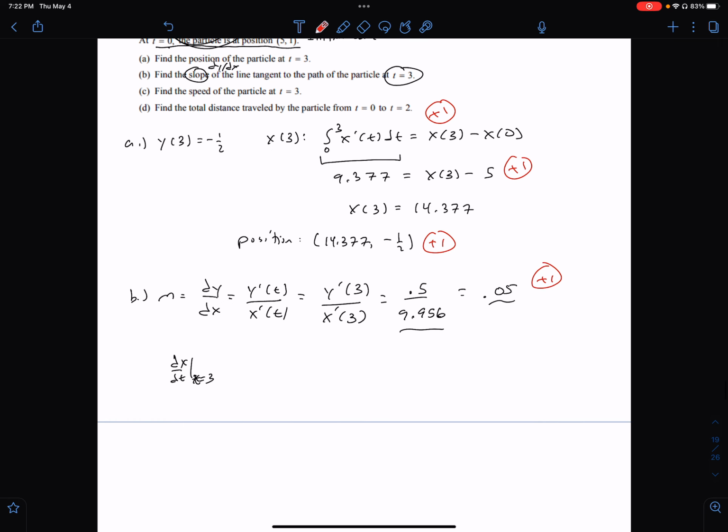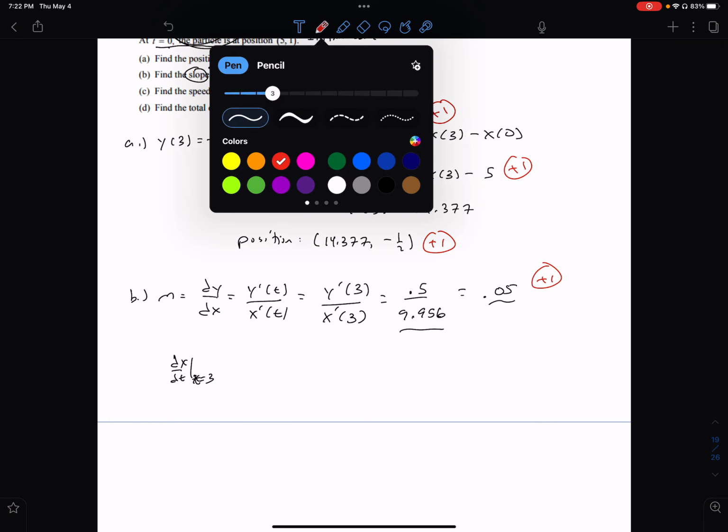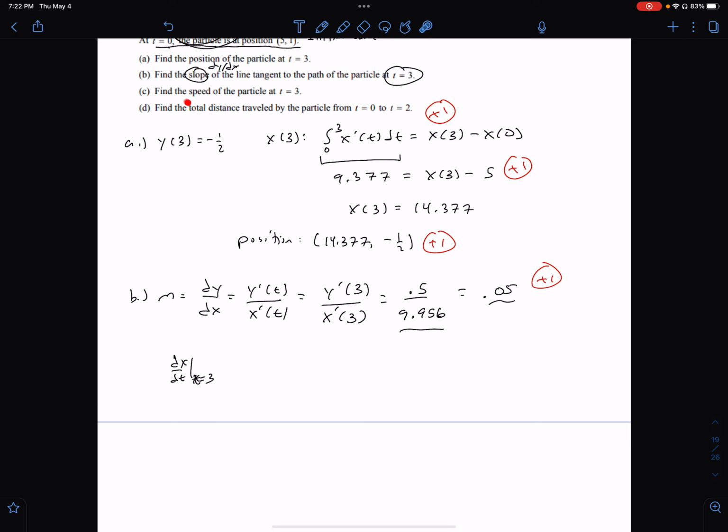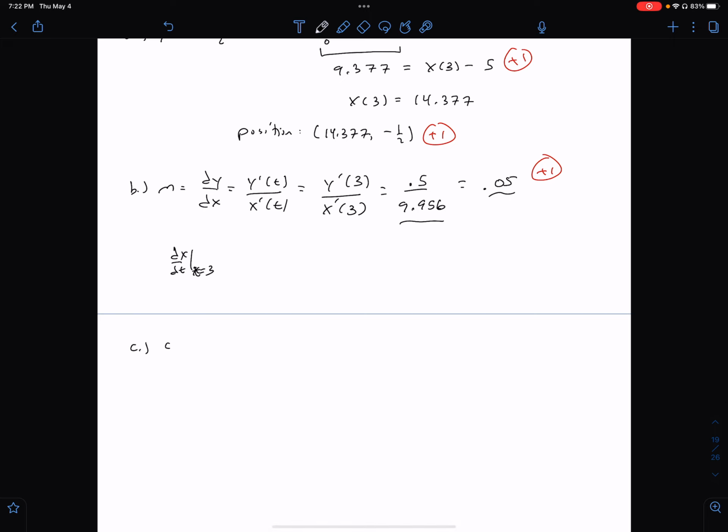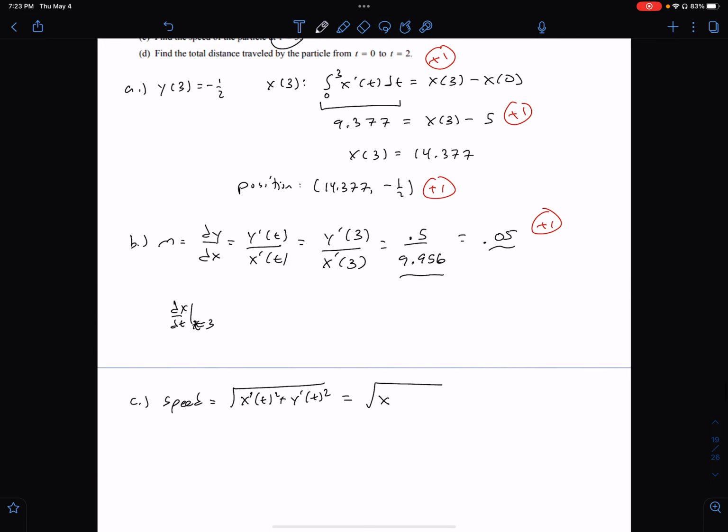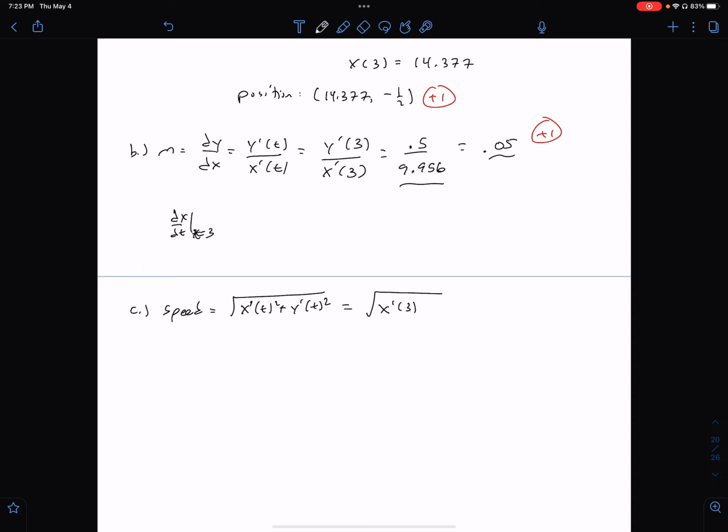Now part C is now looking for the speed of the particle. Now remember, to get speed, we always said, is the magnitude of the velocity. So the square root of x prime of t squared plus y prime of t squared. And to do this one, we're going to plug in. We want to find the speed at t equals 3. So we're going to find x prime of 3, square that, plus y prime of 3, square that.